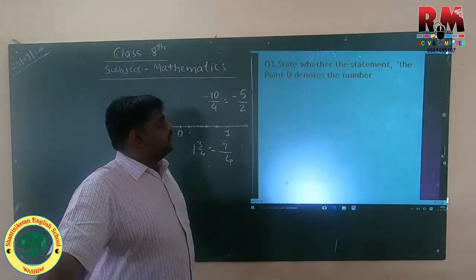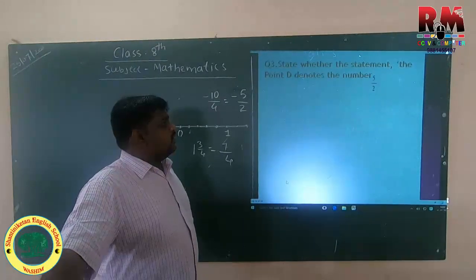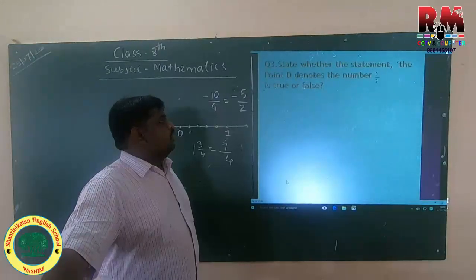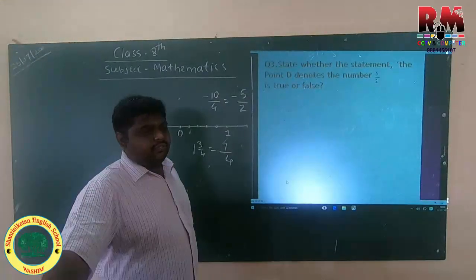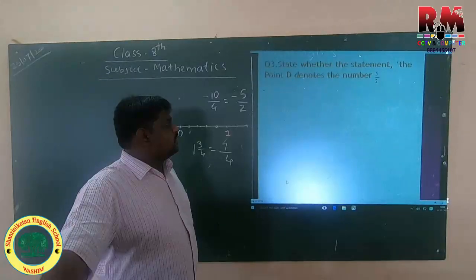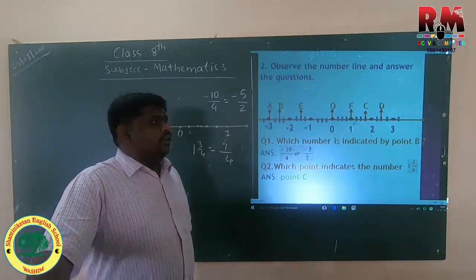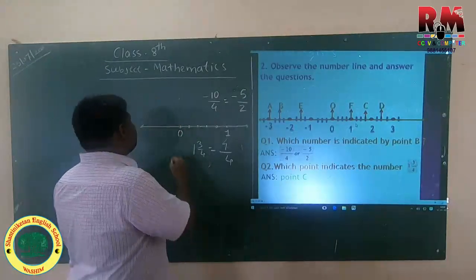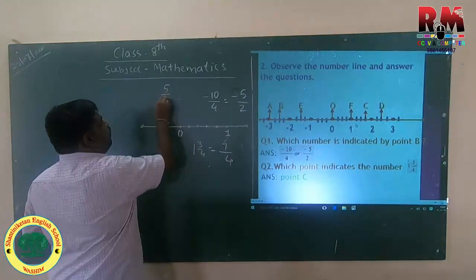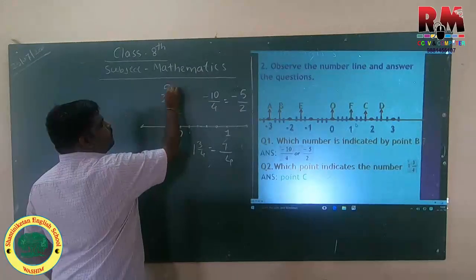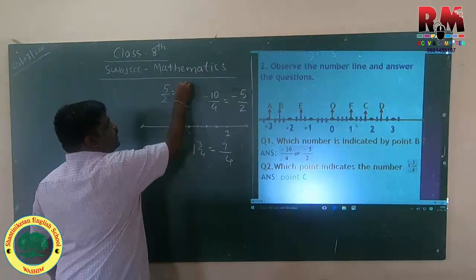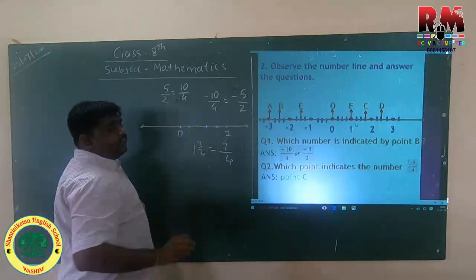Third example. State whether the statement "the point D denotes the number 5 by 2" is true or false. If we consider the number line, where is 5 by 2? 5 by 2 can be written as 10 upon 4. Here the denominator is 4.